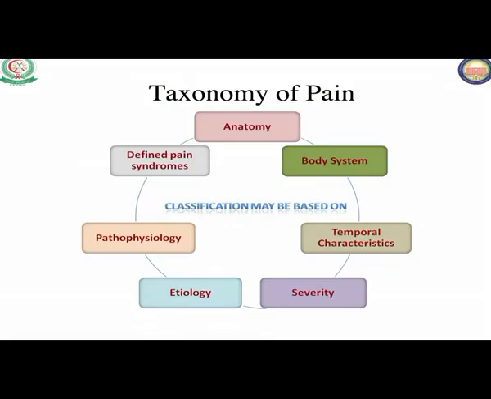Classification of cancer pain may be based on the anatomy, by the site of the pain, by the body system. Is it the CNS? Is it the GIT? Is it the urinary system? Also, we can classify it temporally. Is it acute or chronic? It depends on the timing of the pain. Also, by severity. You saw a while ago the pain assessment tool. It can be mild, moderate, or severe. And by etiology, and this one you need to work on. Is it due to the effect of the tumor itself? Is it due to the treatment or some other reason?